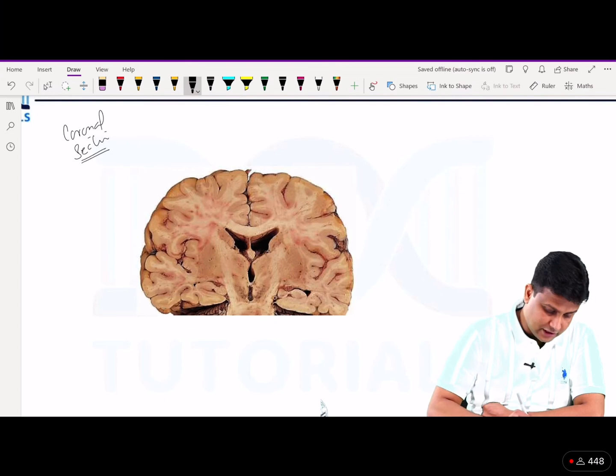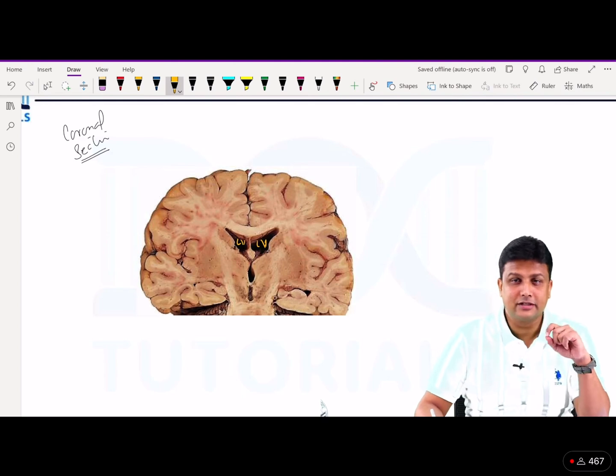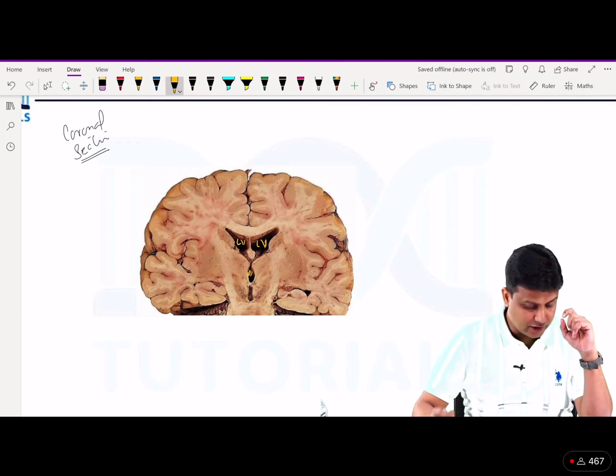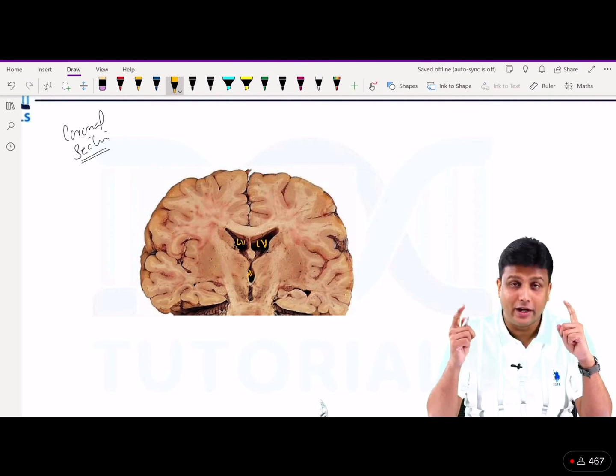Now in this coronal section, first of all, you are able to see a lateral ventricle here, and then there is a lateral ventricle here. These two lateral ventricles are separated with the help of a septum in the middle, and that septum is the septum pellucidum. Now these two lateral ventricles will lead into the third ventricle, guys, via the foramen of Monro.